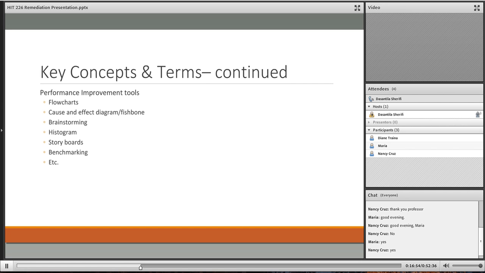Now moving on to the performance improvement tools. There's a number of them, and I've only selected a few for this slide, starting with flowcharts. Flowcharts are process charts, right? They show steps that you need to take to complete a certain task from the beginning to the end. It could be something as simple as a release of information flowchart. So it would start probably with something such as a request received. You scan it for completeness. Is this request complete? Yes, then proceed with release of information.